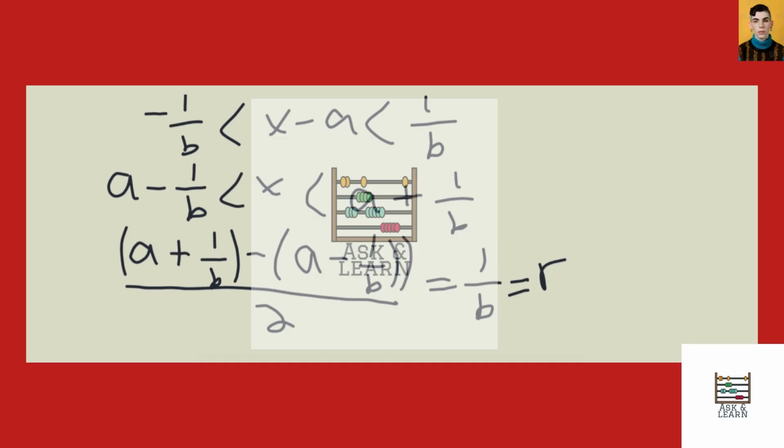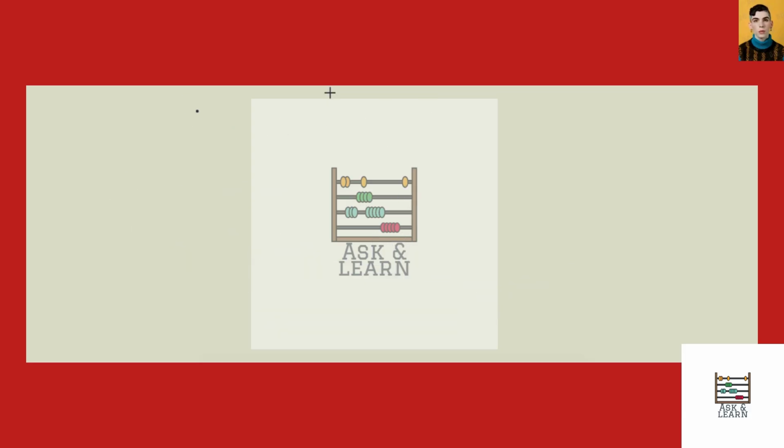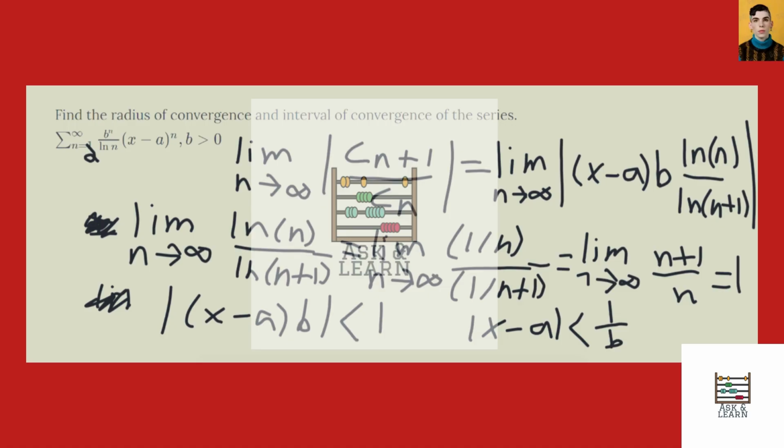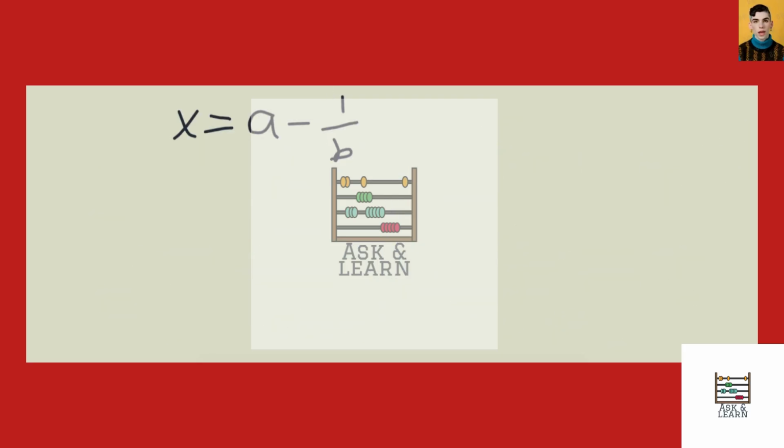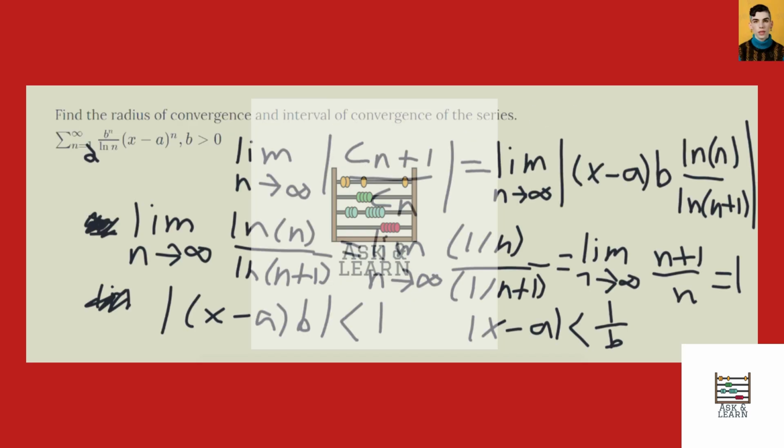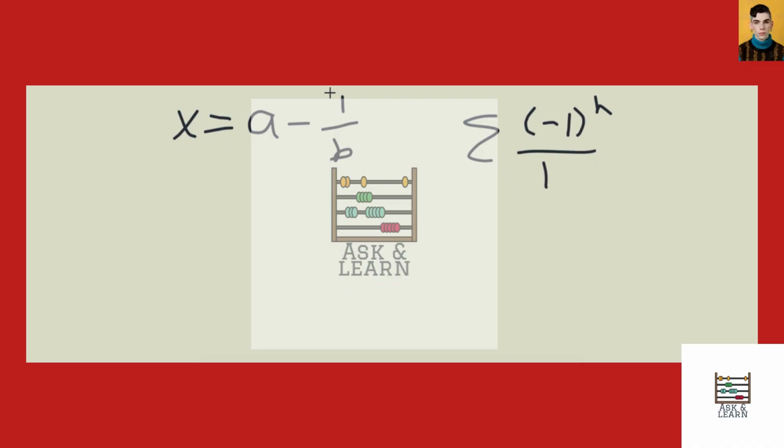To figure out the interval of convergence, we need to figure out whether or not we include this endpoint and whether or not we include this endpoint. So look to see what happens when x is a minus 1 over b, and then we'll look to see what happens when x is a plus 1 over b. So when x is a minus 1 over b, the a minus a will cancel, and then we'd have minus 1 over b to the n. So the b to the n and the b to the n will cancel. So then we'd end up with this minus 1 here. Nothing canceled out with the negative sign. And we're dividing by natural log of n. So this will converge by the alternating series test.